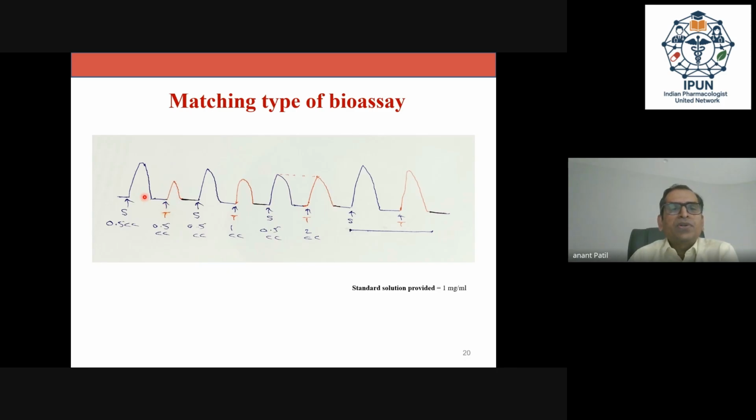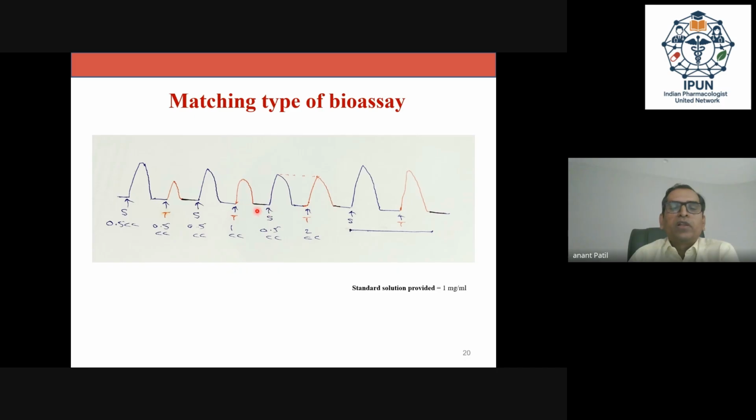Now I'm trying to match the contraction. The contraction by the standard is here, but the contraction by the test is coming here. That means I have to increase the concentration of the test so that I can match the standard. So I keep doubling the dose and keep the dose of the standard the same. Standard was 0.5 cc, again standard is 0.5 cc, but it was not matching. So instead of 0.5 ml, I now take 1 cc. Again, it is not equal to the contraction of the standard. Again, I give the standard.